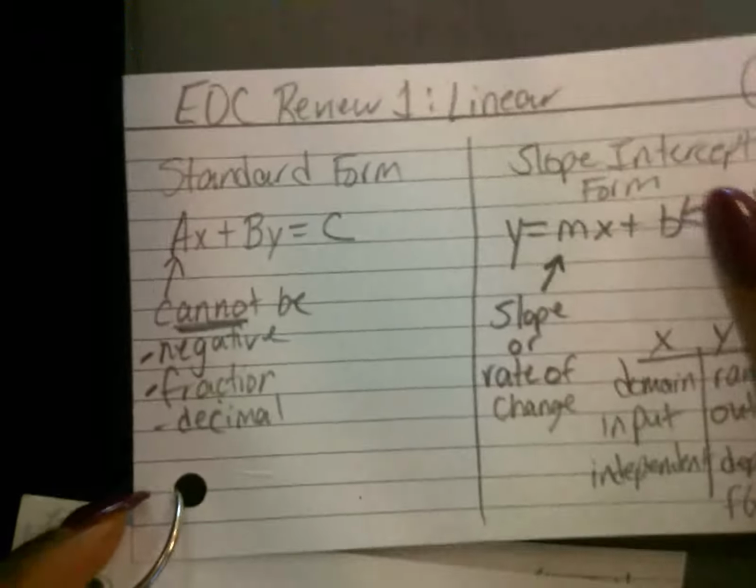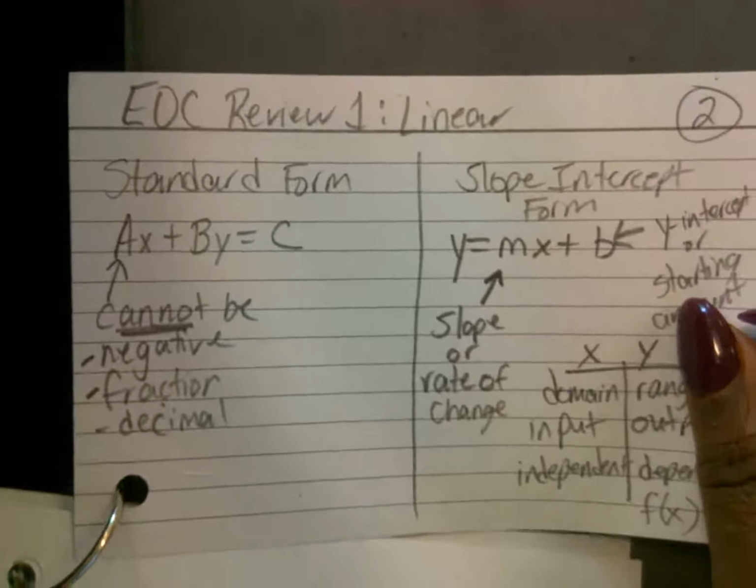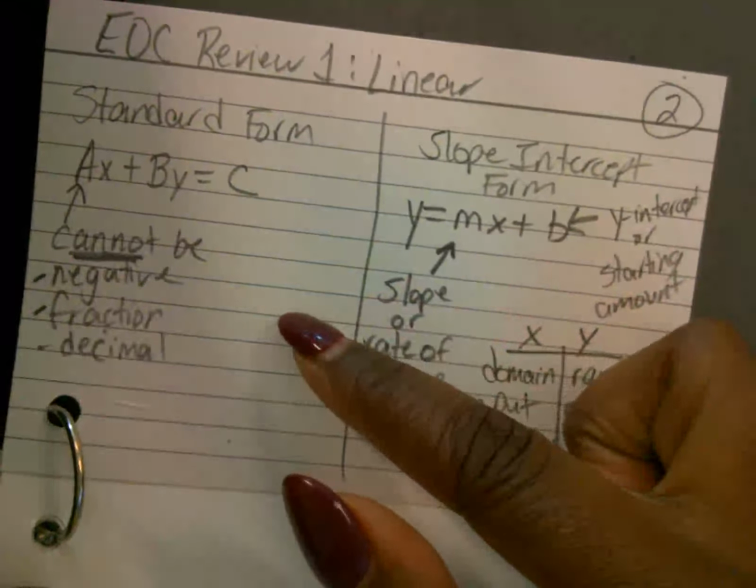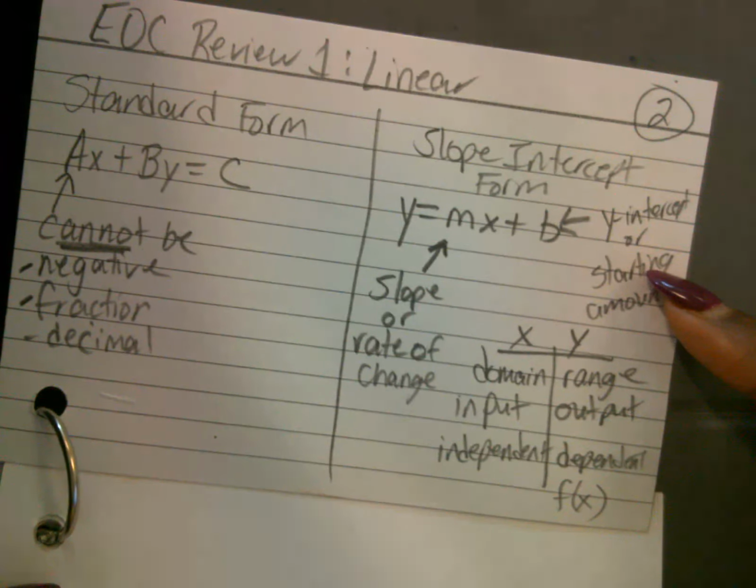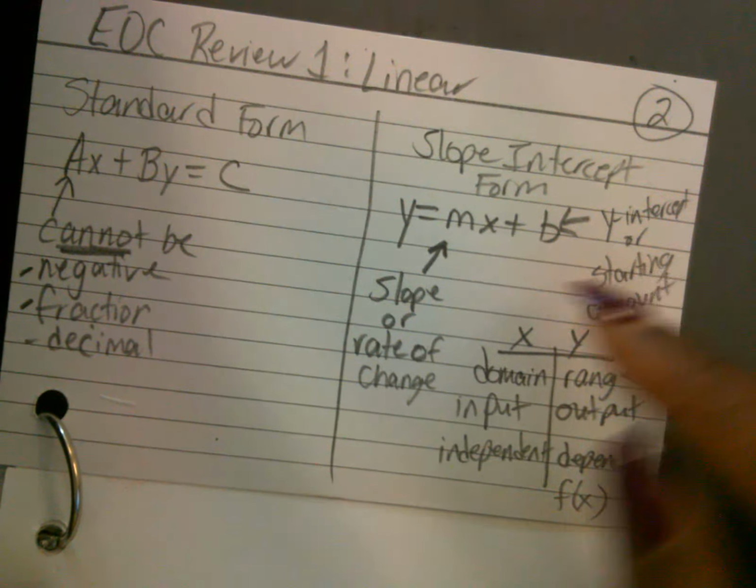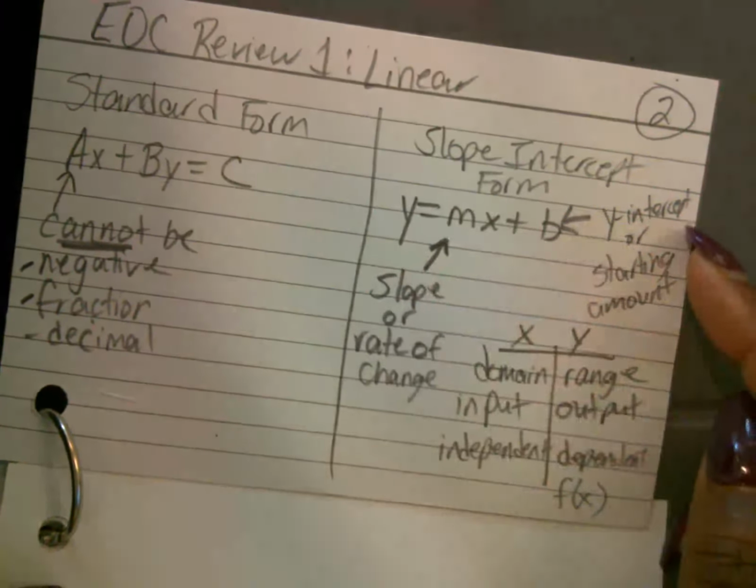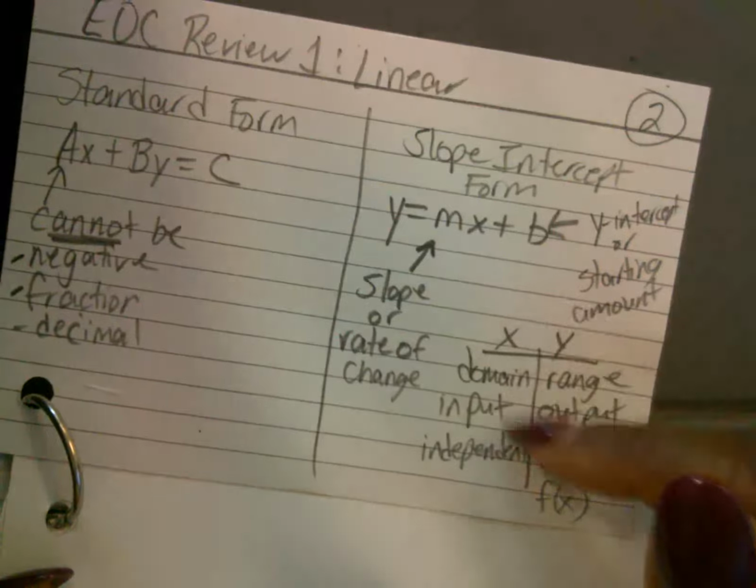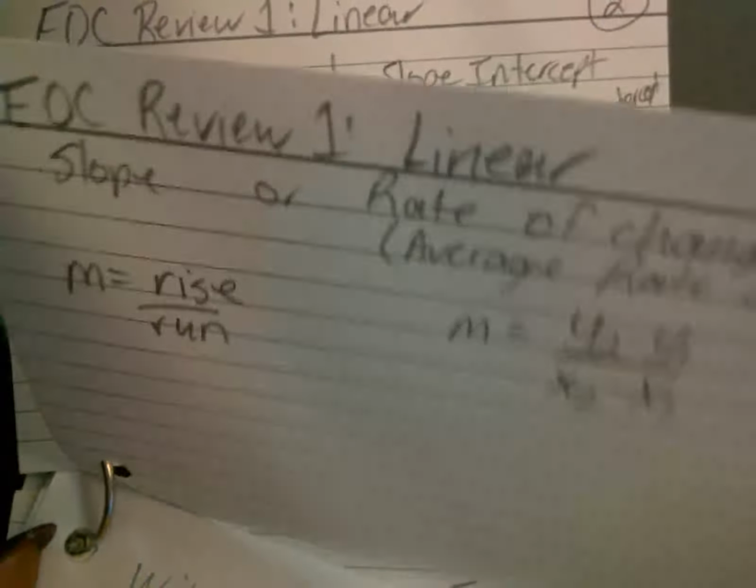Card number 2 is on linear functions again. This is standard form and slope intercept form. Okay, where we talked about the slope and the y-intercept, the different words for domain, the different words for range.